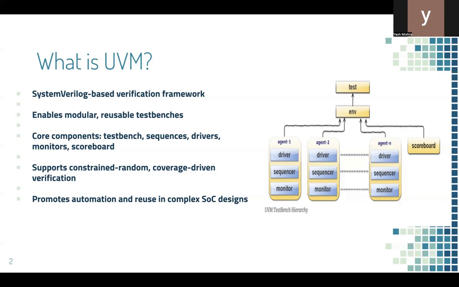UVM makes it easy to generate randomized inputs and run thousands of test scenarios automatically. It also measures coverage, showing how much of your design has actually been tested. In short, UVM is like a test automation framework, but for hardware. It saves time, increases confidence in the design, and is the industry standard for verifying digital systems.